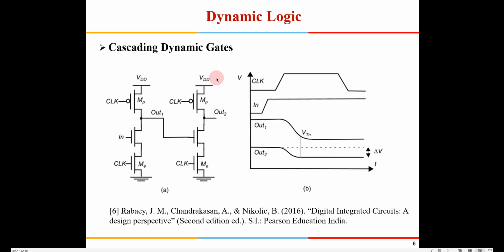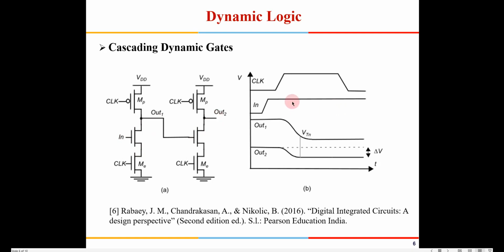The second issue is that we can't cascade two dynamic gates. Cascading means one dynamic gate driving another dynamic gate. Now if you see here, when the clock is low, output 1 will be high, and output 2 also will be high. Now the input has gone high here. These are two cascaded dynamic inverters, so when this input is high, this should be low, and this should again be high.